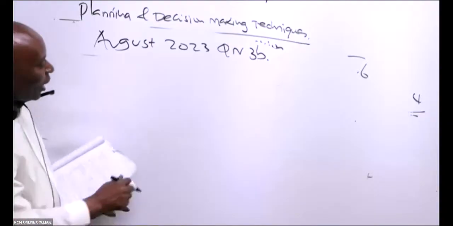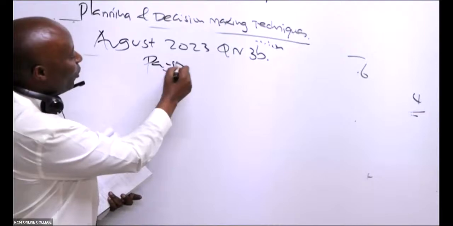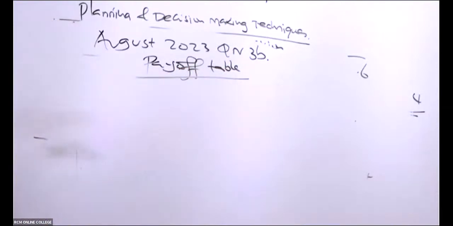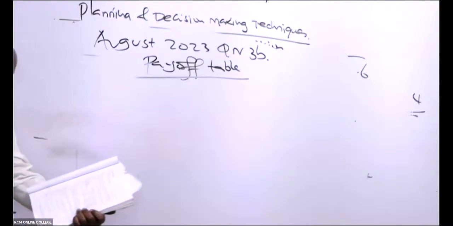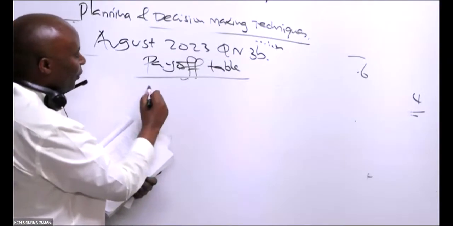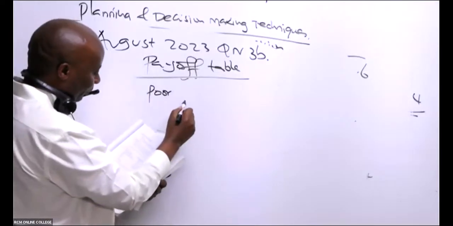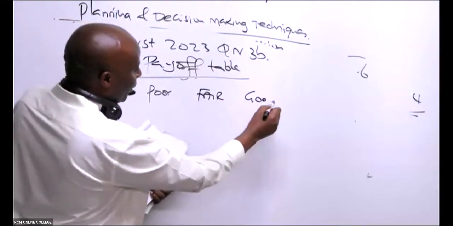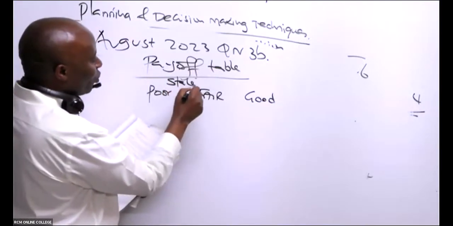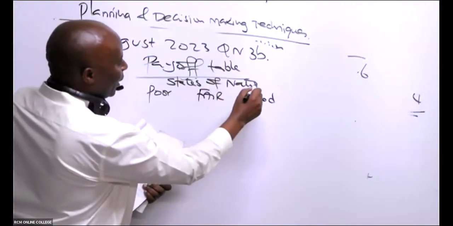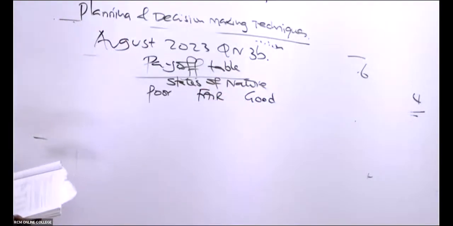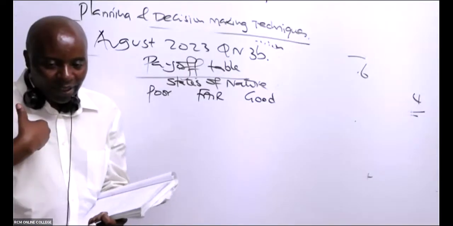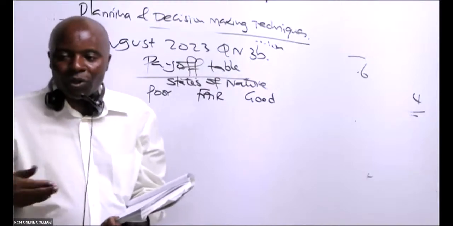All right. So then come here and give us what we call a payoff table. So in this payoff table, we have poor, fair, and good. These are the states of nature. Do you know what states of nature are? These are those things that are uncontrollable to us. They are things that can only be controlled by God.